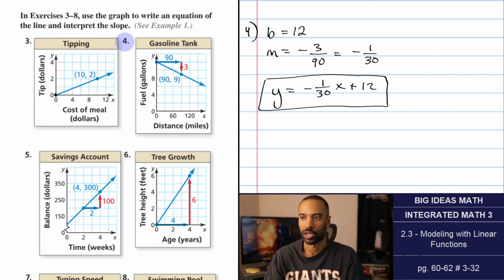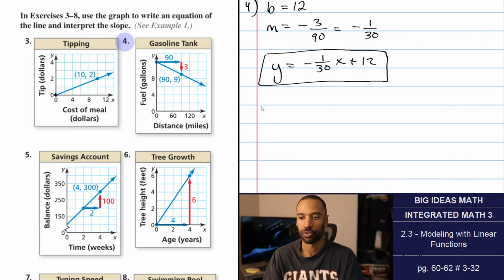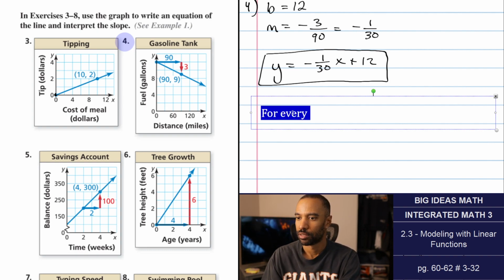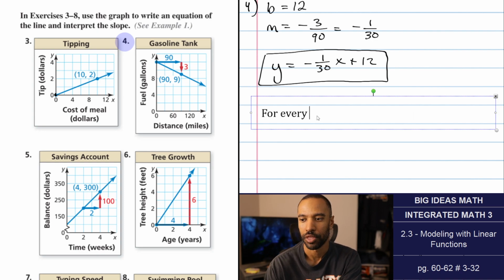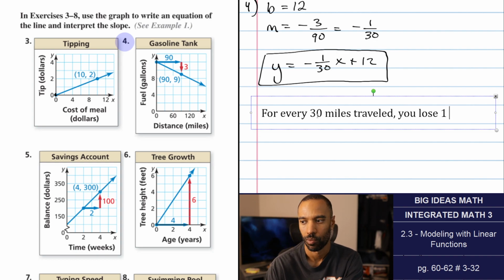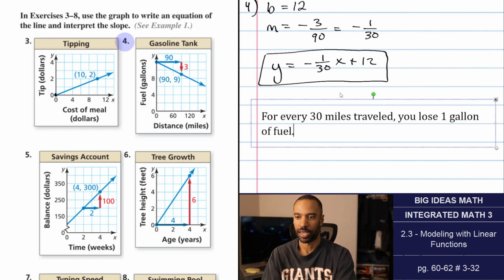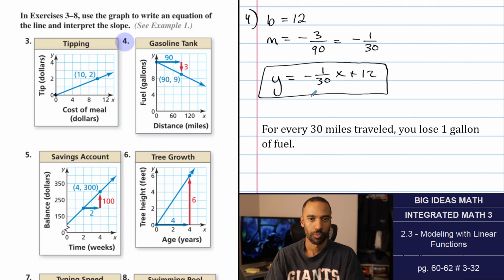What does your slope represent, though? It represents that for every 90 miles traveled, you consume 3 gallons of fuel, or you lose 3 gallons of fuel. For every, I'm going to make this bigger. For every 90 miles traveled, you consume, for every 30 miles traveled, you lose 1 gallon of fuel. Right? That's where we have the slope that's actually the reduced fraction.